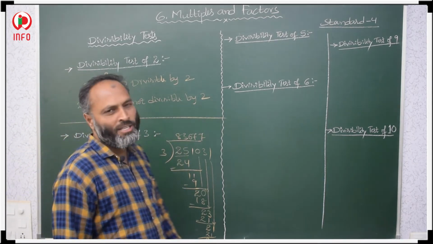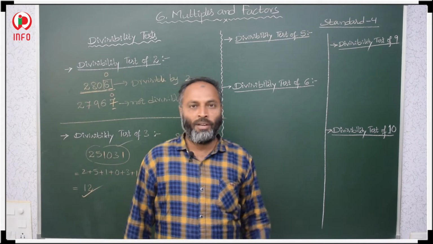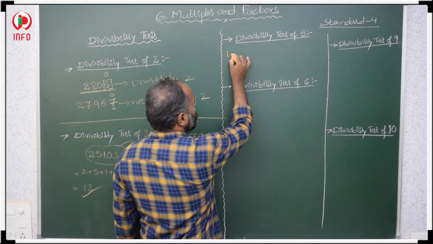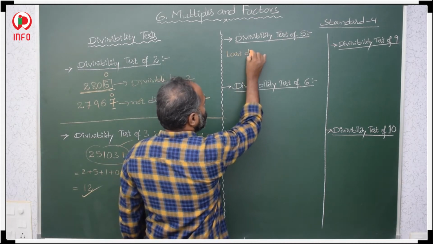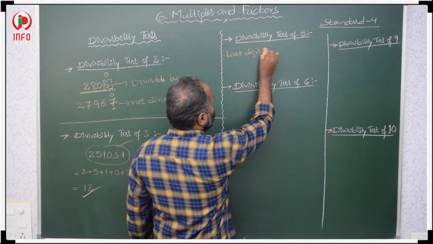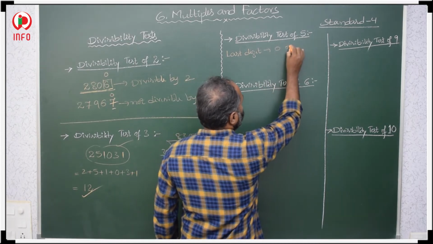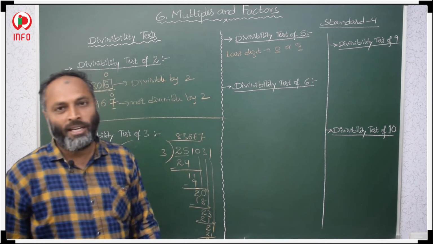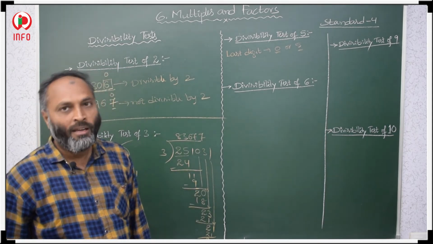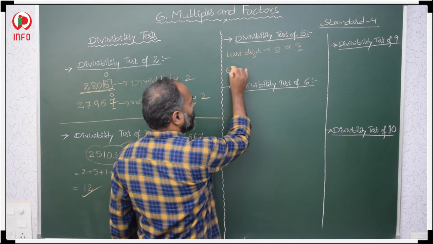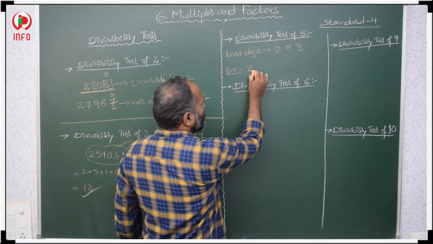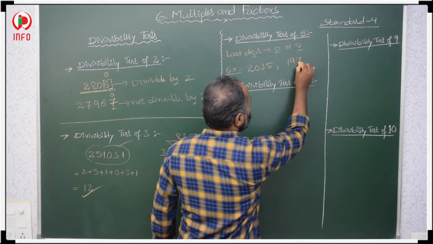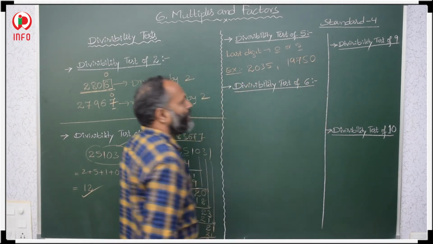Okay, so this is the way. Then 5. It is very easy. For 5, it is very easy how to check: the last digit in the number is 0 or 5. If the last digit is 0 or 5, then that number is divisible by 5. Suppose for example 2035 and 19750. So these two numbers were there.